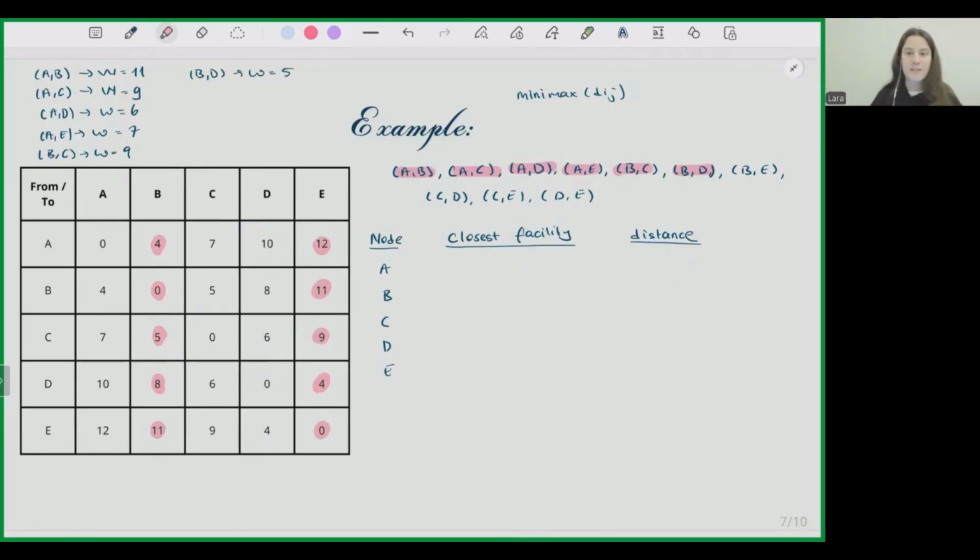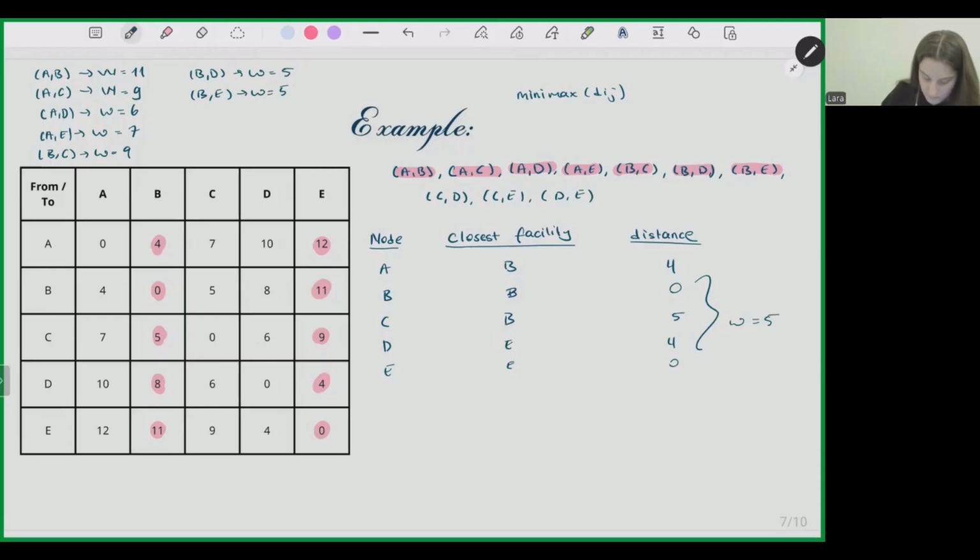So the next set is going to be B and E. So for A, the closest facility is B with 4 units of distance. For B, it's going to be itself with 0 units of distance. For C, it's going to be B with 5 units of distance. For D, it's going to be E with 4 units of distance. And for E, it's going to be itself with 0 units of distance. So let's write that down. W is going to be, the maximum is 5. Going to be 5.